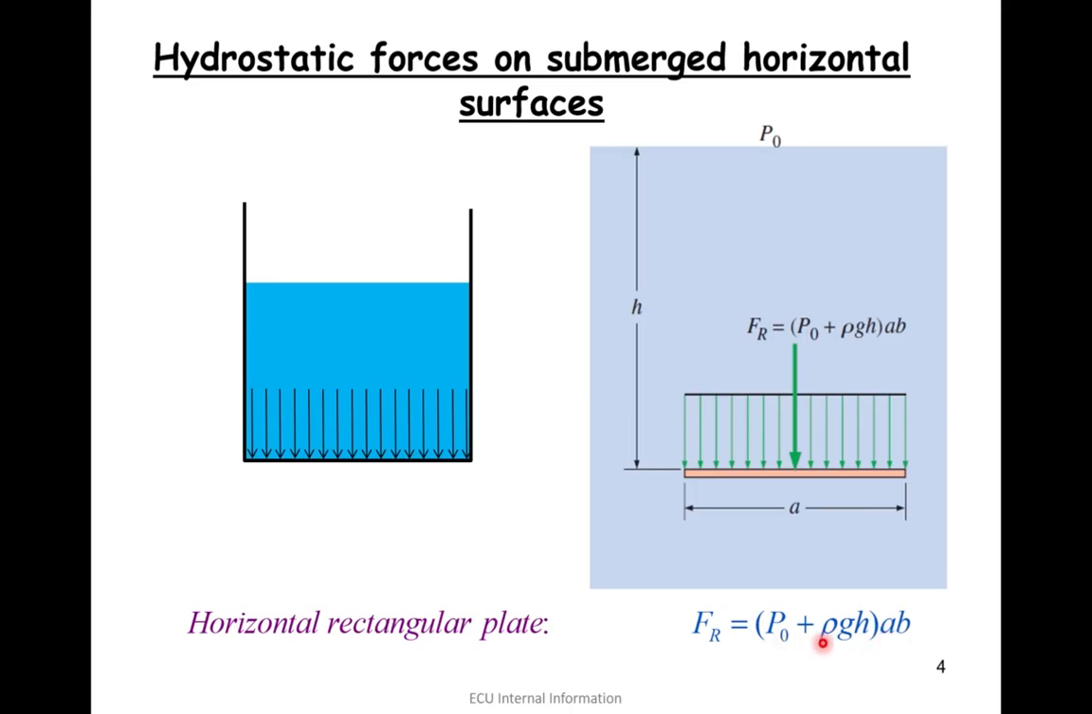where P0 is atmospheric pressure, rho gh is due to the liquid, multiplied by the surface area on which the force is acting. Now, where does this force act? This force acts at the centroid of the surface on which it is exerted, and you already know how to work out the centroid for different surfaces.